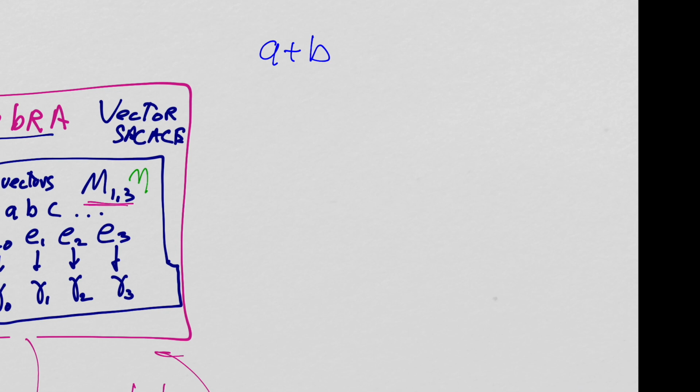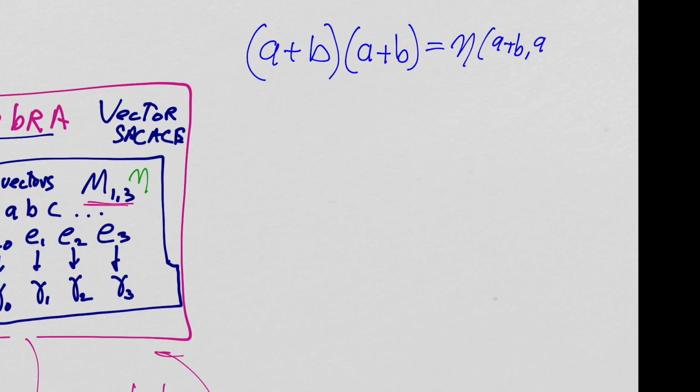We can also take the geometric product of A plus B with itself, right? A plus B is a vector in the space, and so A plus B times A plus B is now subject to that contraction rule, right? This has to equal eta of A plus B, A plus B. Because remember, A and B are both vectors in M13, so A plus B is a vector in M13. So I'm basically taking the space-time product of a vector with itself, and this is the rule for doing that.